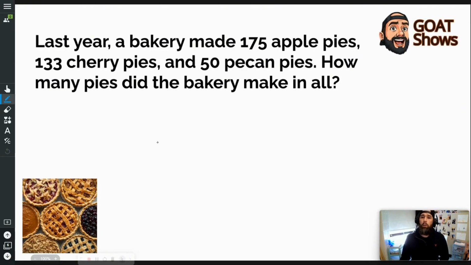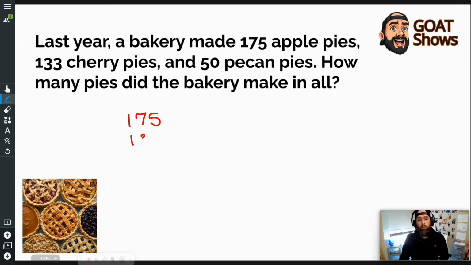Last year, a bakery made 175 apple pies, 133 cherry pies, and 50 pecan pies. I don't know why I said 50. It's 50 pecan pies. How many pies did the bakery make in all? Well, 175, 133, 50. Let's add them up again. Make sure you stack everything to the right.